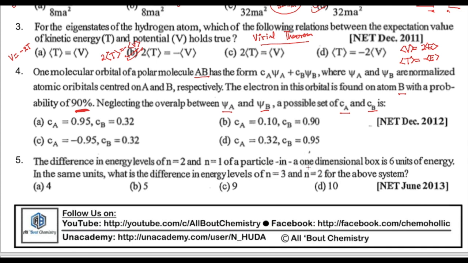of a particle in a one-dimensional box is 6 units of energy. In the same units, what is the difference in the energy level of n equals 3 and n equals 2 for the above system? So I'll again explain this in the next slide.